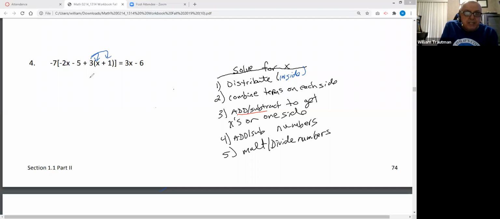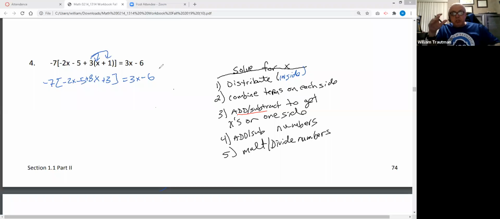3 times x is 3x. 3 times 1 is 3. Then we have the bracket, the -2x minus 5, minus 7. There's a plus right here. So this is what we get. We distribute the 3, and that's what we get. We still have to distribute this -7, but I'm not going to do it yet.